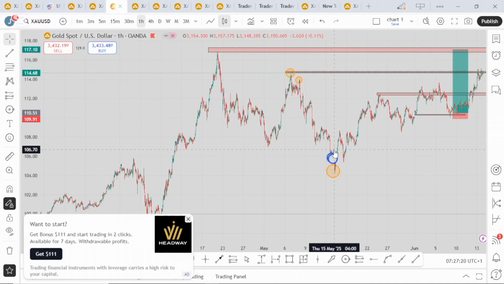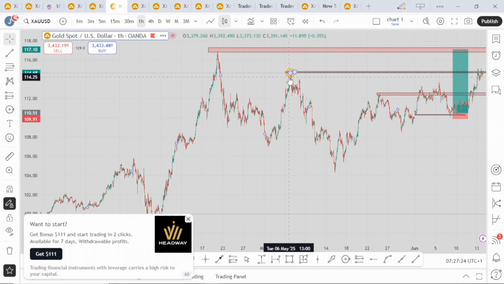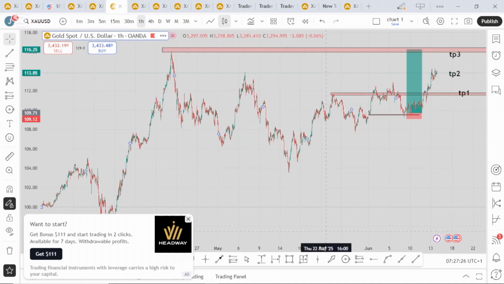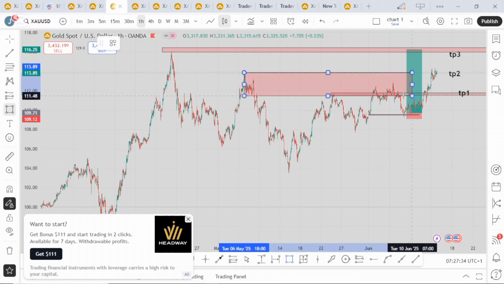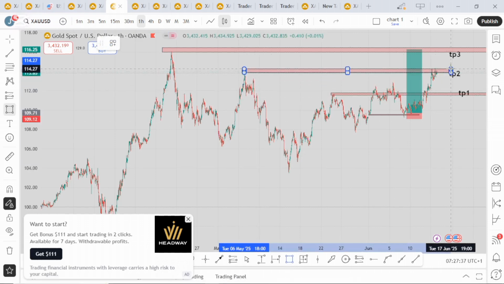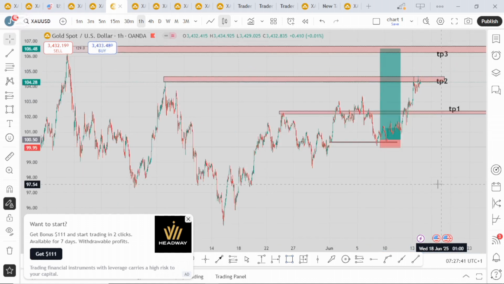Okay, let me get rid of this also. It's funny, guys, I keep on moving my TP2. Is it because we are done with this? Price has milked our TP2. Okay, guys, let's go.